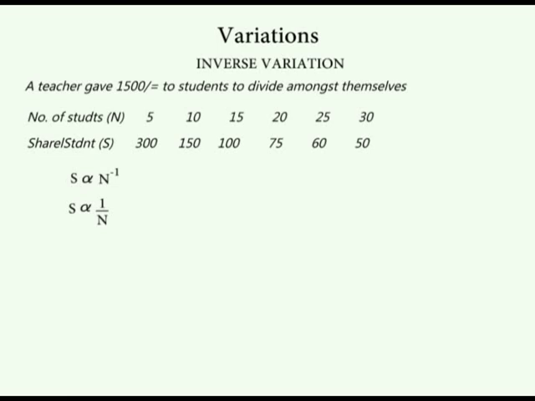In this case too, something is not changing. The total amount to be shared remains 1,500, and this is the constant k. And so s is equal to k times 1 over n, or s is equal to k over n. And k is 1500, and so the relationship is s is equal to 1500 over n. Again, the idea is always to find k.